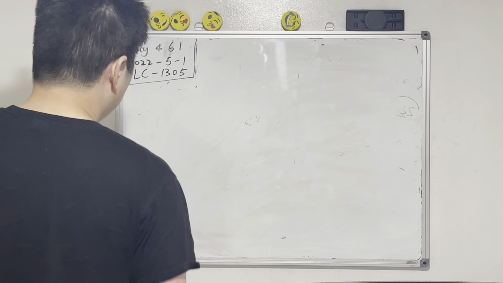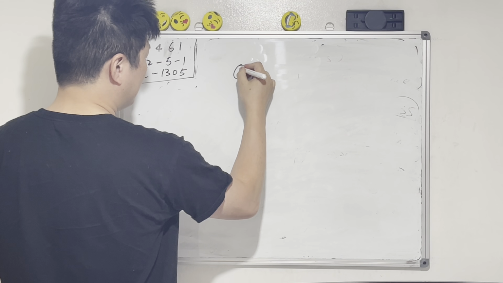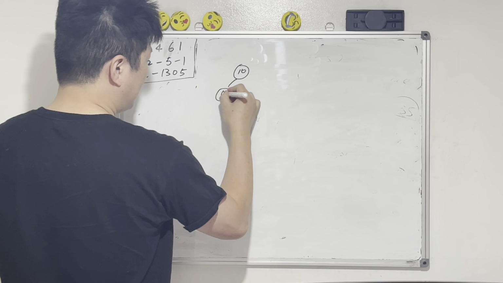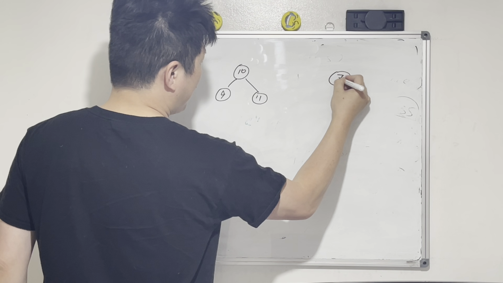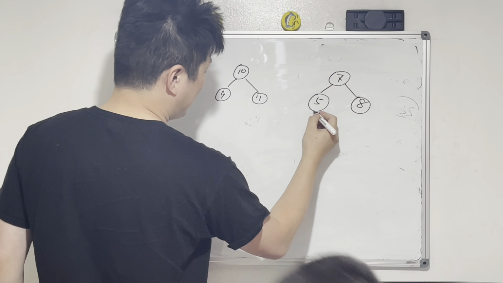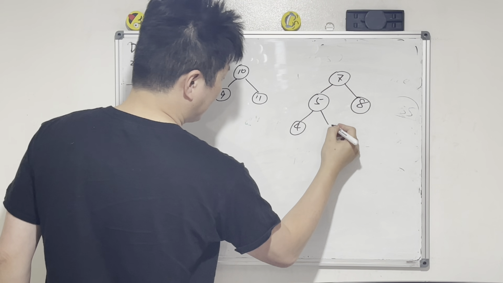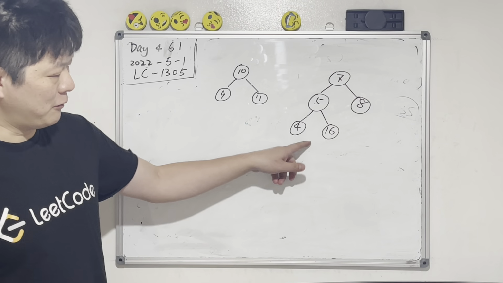Ryan, right? Yeah. Okay, so binary search tree. Let's say we have two binary search trees, yeah? 10, 9, 11, and then 7, 5, 8. Okay, and then we have another here, 4, 6. Right? Okay, let me put another one. Is this a binary search tree?